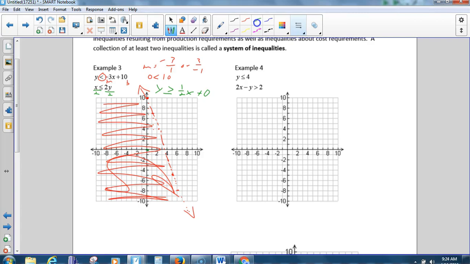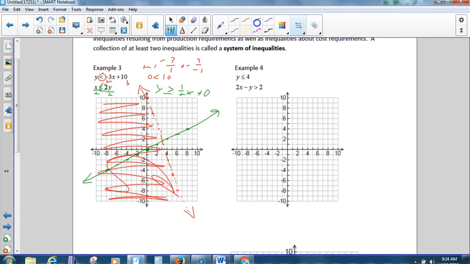So here's my starting point, and I'm going to go up 1, right 2. Up 1, right 2, and so forth. Then I'm going to go down 1, left 2, down and left, down and left. Since I have a line, I'm actually going to draw a solid line through all these points.